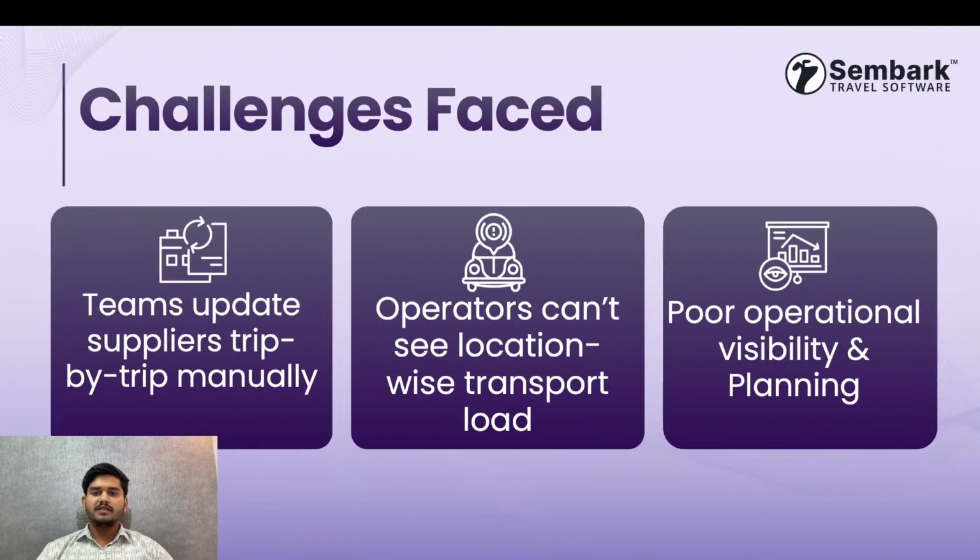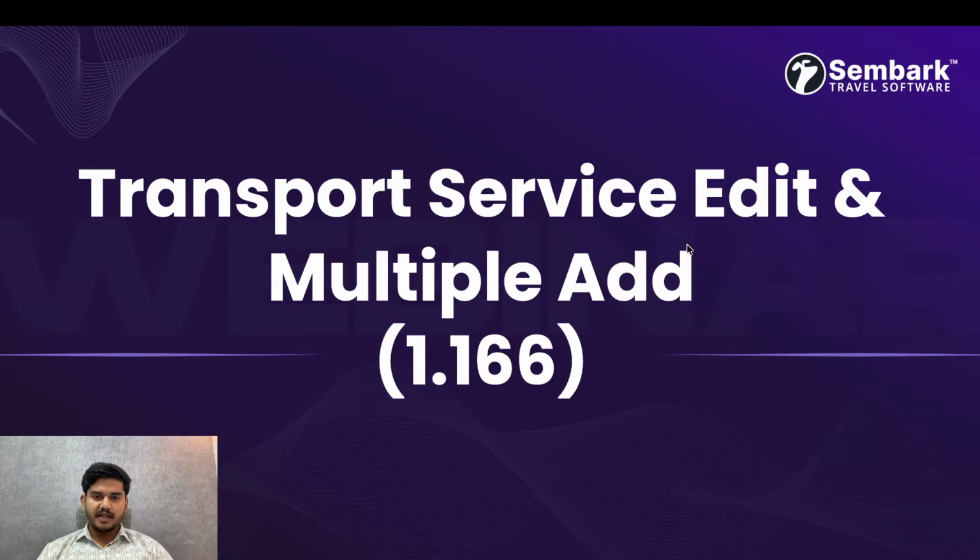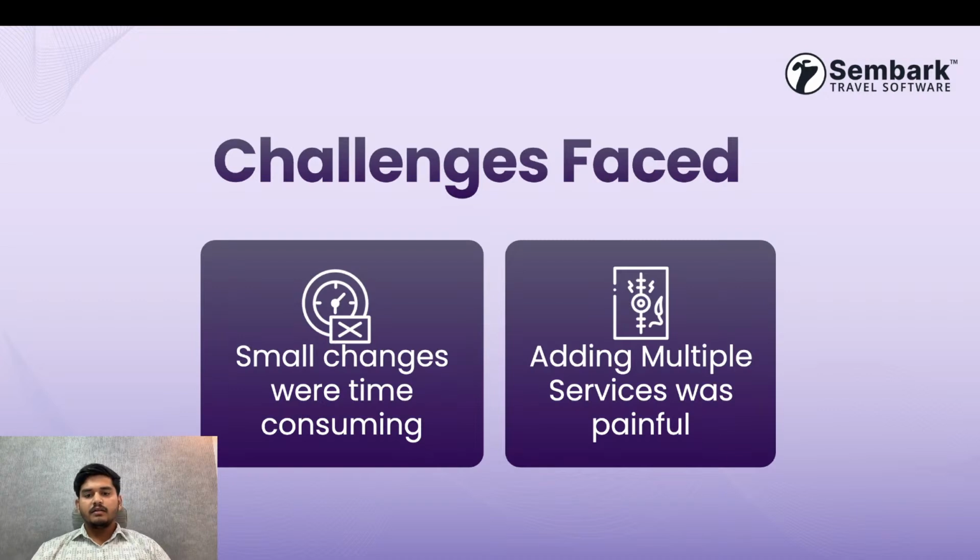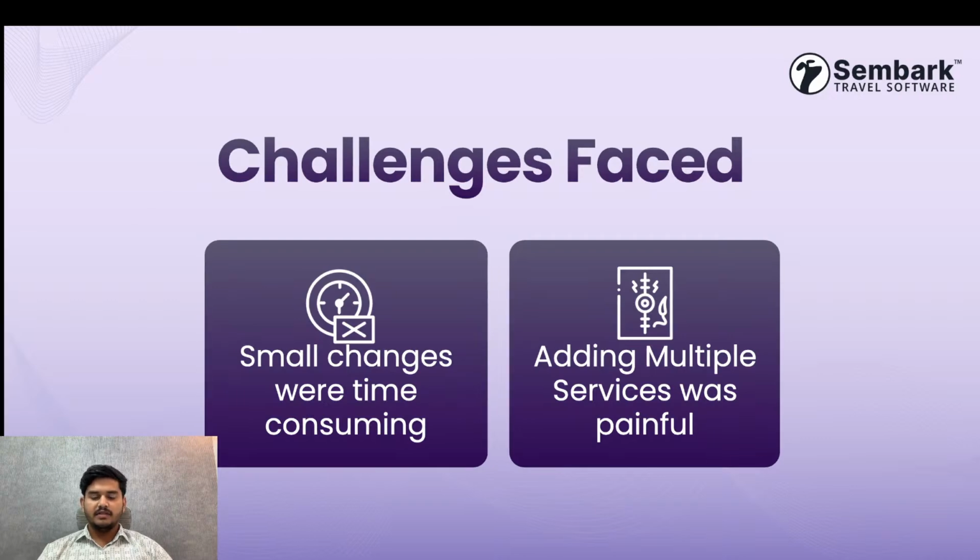So moving forward to our second feature, which is transport service edit and multiple add. Earlier, small changes were very time consuming. If you wanted to edit a service, we did not have a particular feature to edit. We had given only the option to disable that service. So now we have provided the edit feature in the system, and you can also add multiple services for a particular location at once. So now I will show you how this feature works in the system.